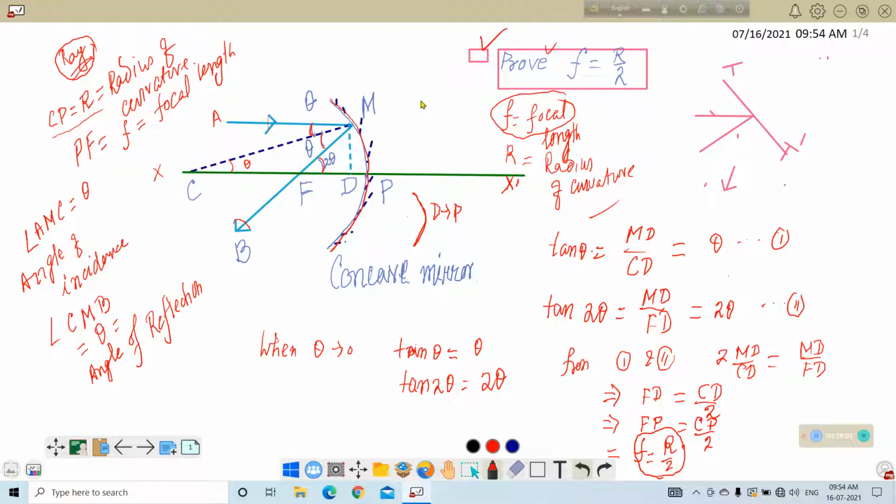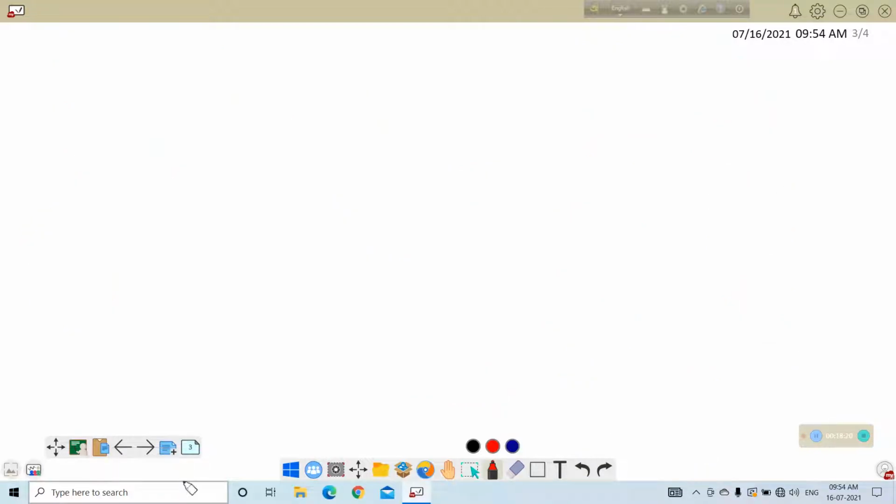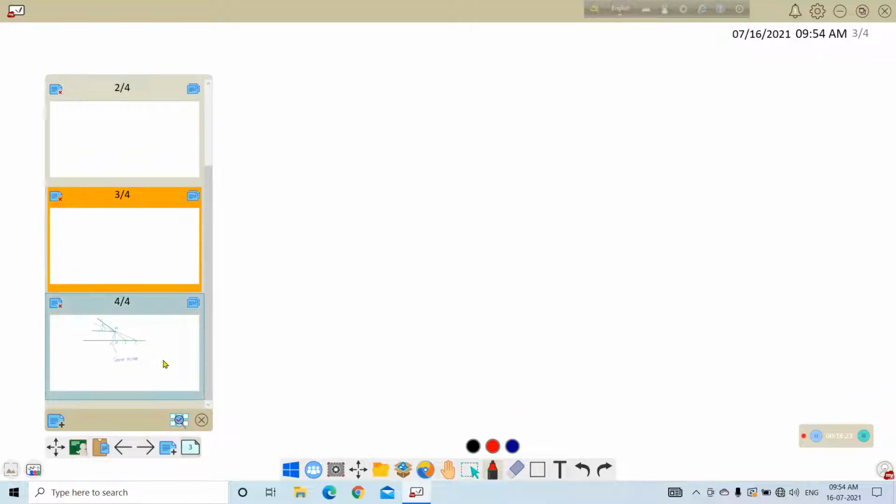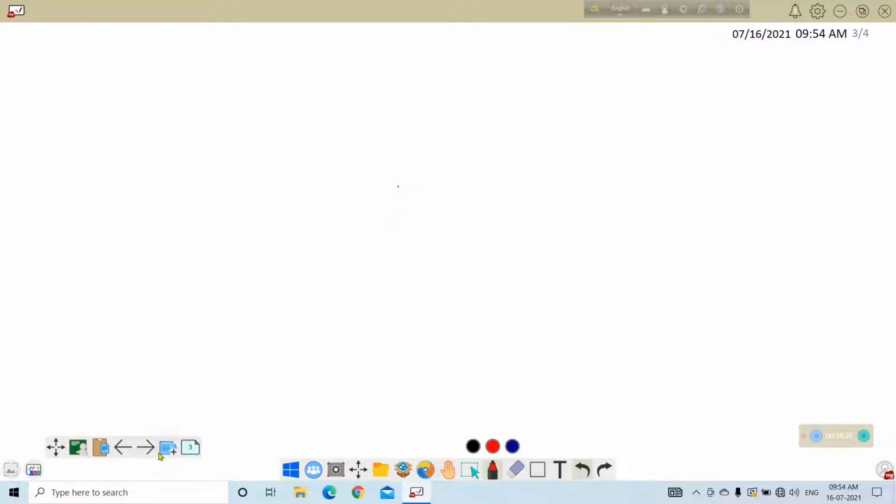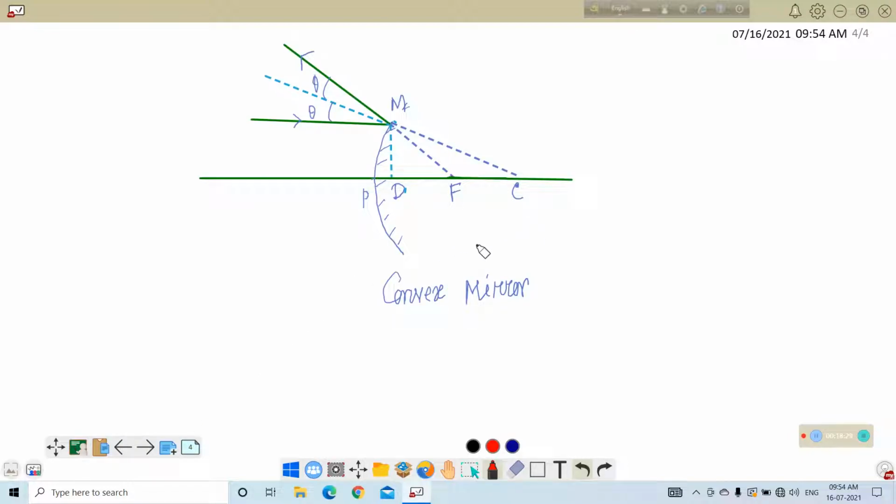Now, one question may arise. This principle F is equal to R by 2 is true for a concave mirror. For convex mirror, it is also true. If we draw a convex mirror like this, in case of convex mirror, picture will be like this. This is the principal axis. This is the incident ray. And this is the reflected ray.